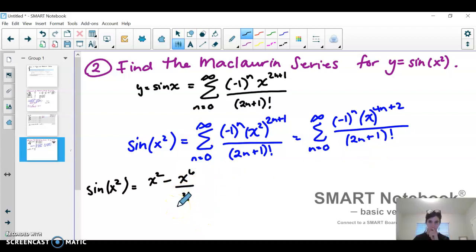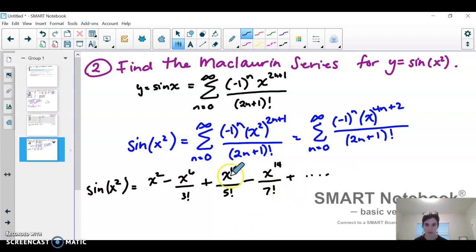Okay, what comes next? Negative 1 squared would give us a positive number. We have x to the 4 times 2 would be 8, plus 2 would be x to the 10th power, all divided by, this is n is equal to 2. So 2 times 2 is 4, plus 1 is 5 factorial. Oh my goodness, do you see what's happening here? And if you don't, that's okay. Stick with me. What if we plug in n is equal to 3? We have negative 1 to the 3rd power. That's why I have this minus sign here. X to the 4 times 3 would be 12, plus 2 would be x to the 14th power. All divided by 2 times 3 is 6, plus 1 is 7 factorial, and that's going to continue on.